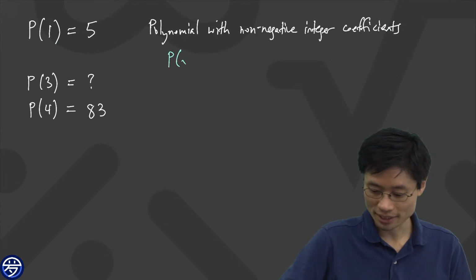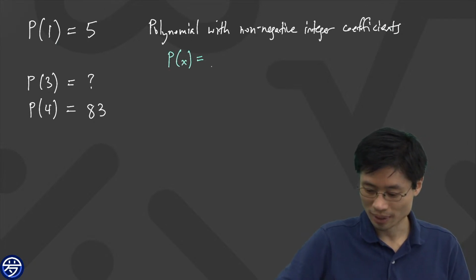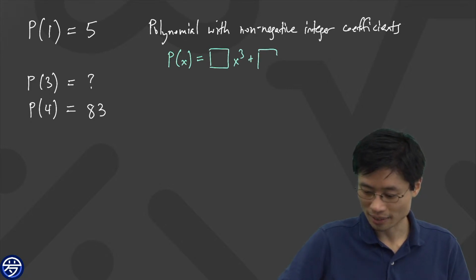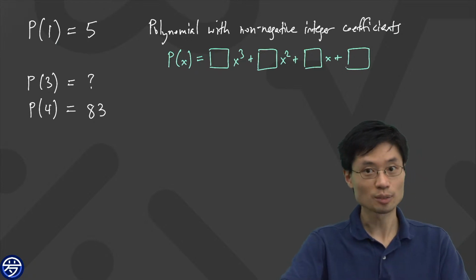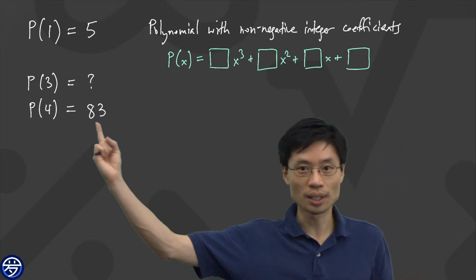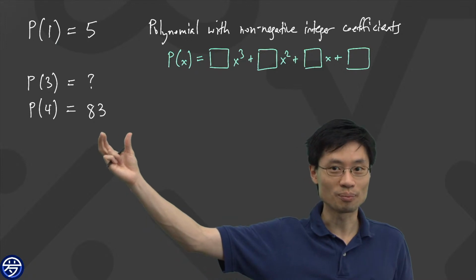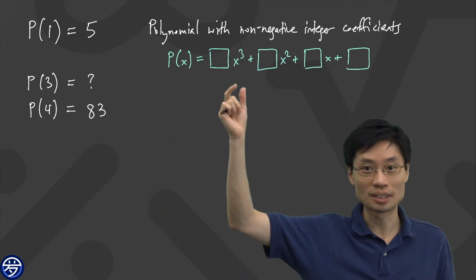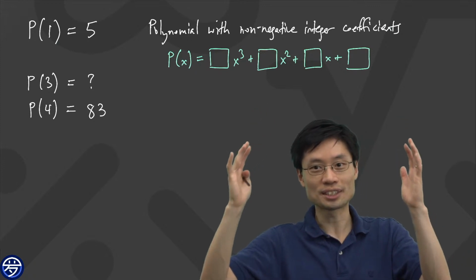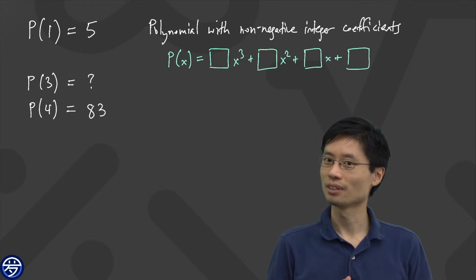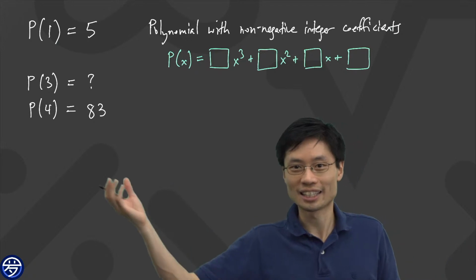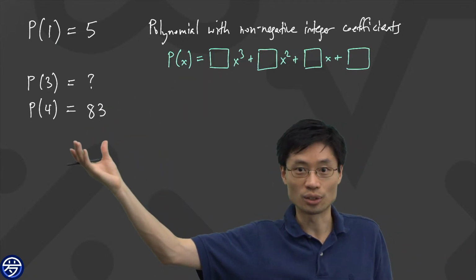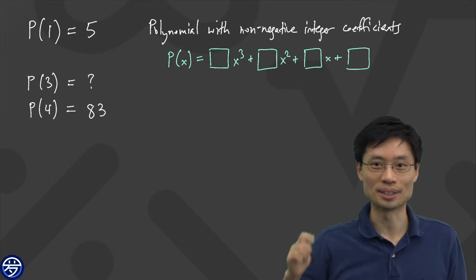P of x has to be of the form something x cubed plus something x squared plus something x plus something. And that's my only way I can do it, because if I plug in 4, I have to get 83. And if I had something times x to the 4th, it's like 256 already. Is that 4 to the 4th? Yeah, I think so. 256, too big, and I can't add non-negative stuff and get 83. So I only have these 4 possibilities.